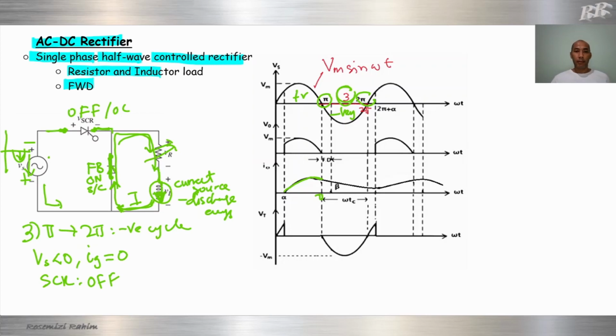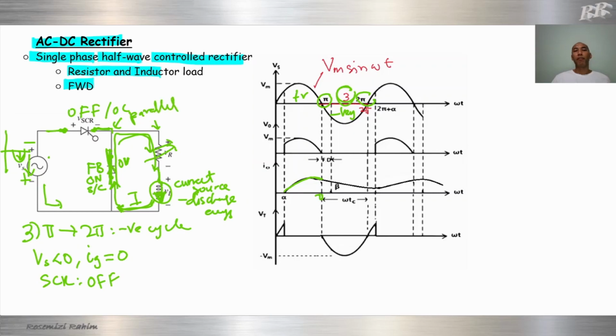The output. What is the output? At the third region, we know that this one is short circuit. The diode is short circuit, so for short circuit, 0 volt. You can see this one and this one are in parallel.